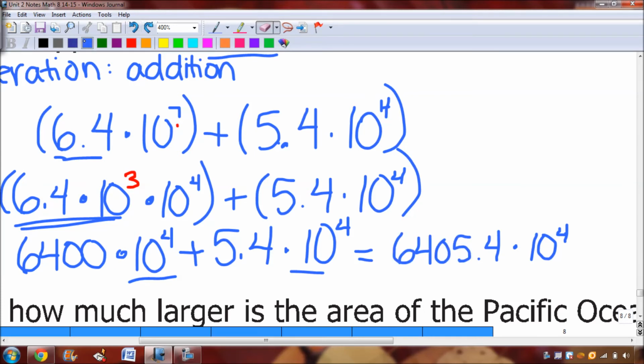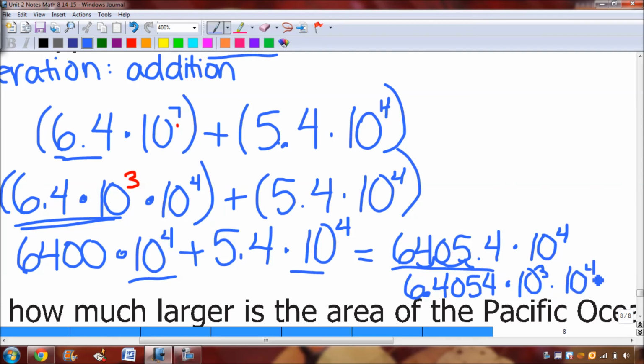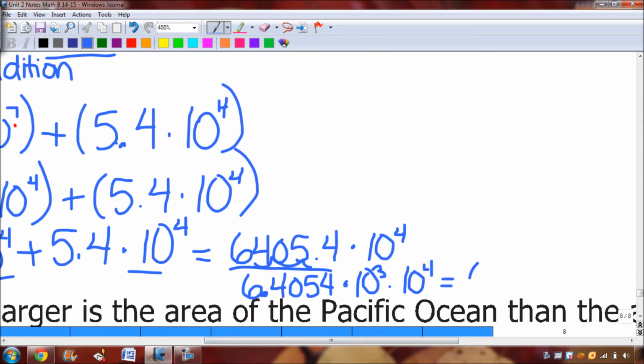So I need to make sure that it is between 1 and 10 by adjusting it. So this becomes 6.4054 times 10 to the 3rd power times 10 to the 4th power, which means that my final answer is 6.4054 times 10 to the 7th power.